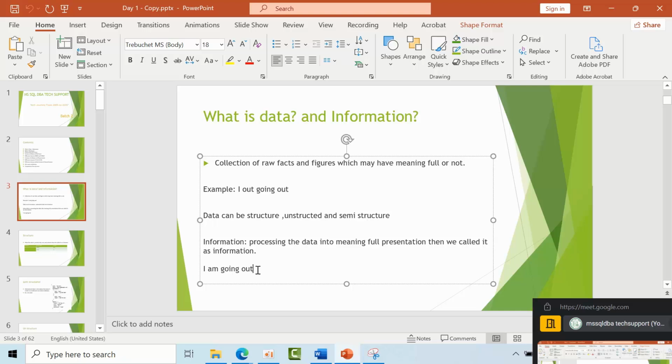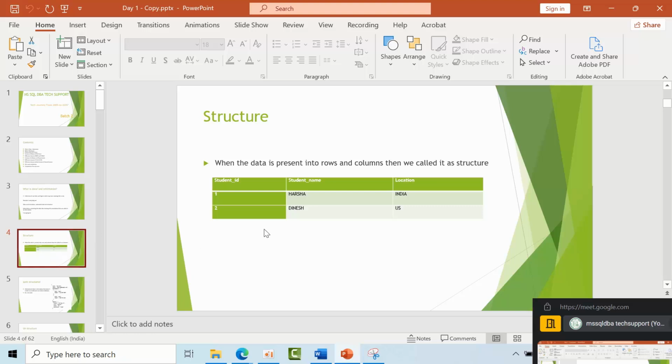Now data can be of three types: structured, unstructured, and semi-structured. Structured means data is present in rows and columns. In this table, I clearly understand this is the student ID 1 and 2, the student names Harsha and Dinesh, and the location India. We can easily retrieve this data from the database engine. SQL Server mainly stores this kind of data, though we can insert other data as well. Mainly we work with structured data only.